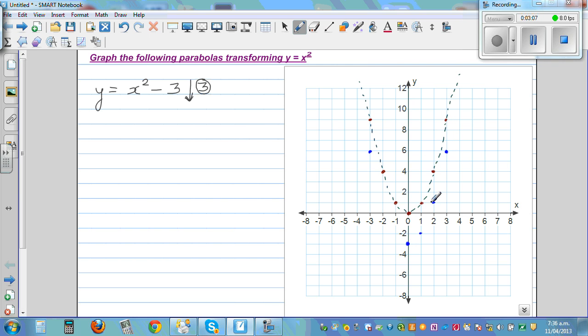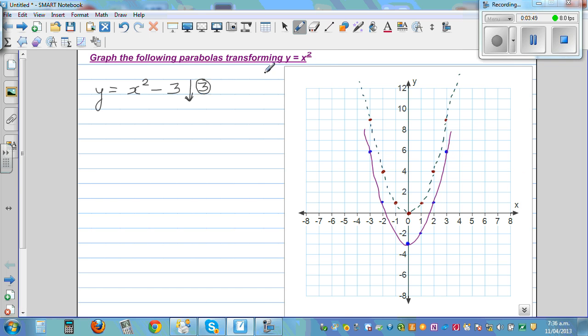So if you want to plot in a different way, this is 2 across, so from here you go 2 across, so this is the reflection. Or if you think in a different way, you go 3 down from here, 1, 2, 3. And then let us join it, because this is what I want to draw. So this will be a graph like this. And this is the other part. So this is the graph of y is equal to x squared minus 3.